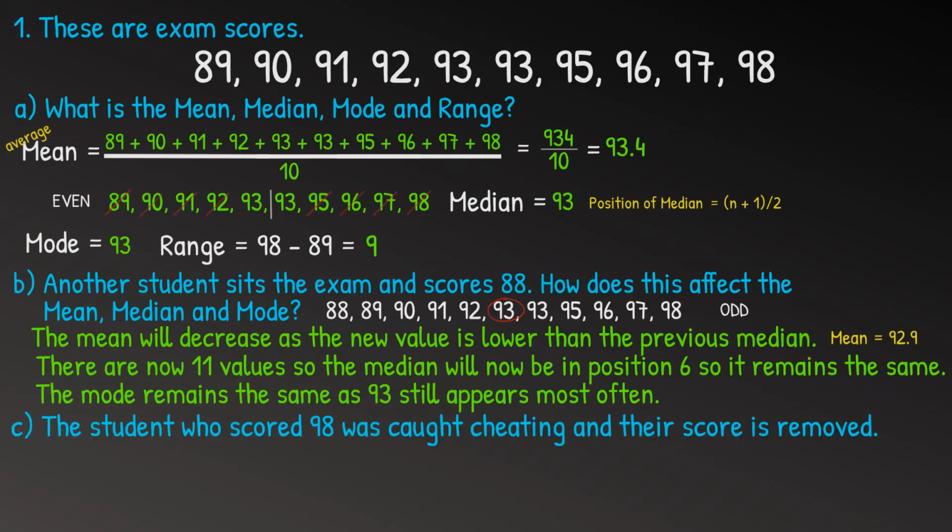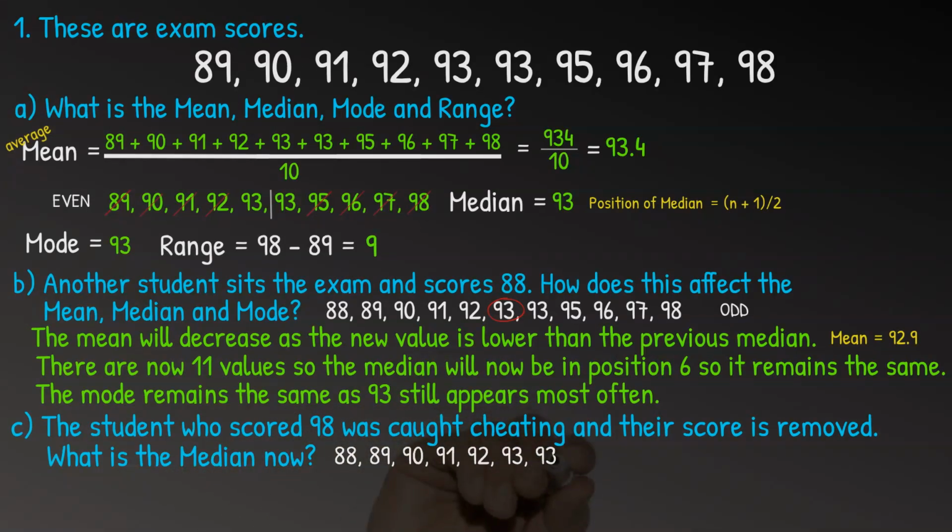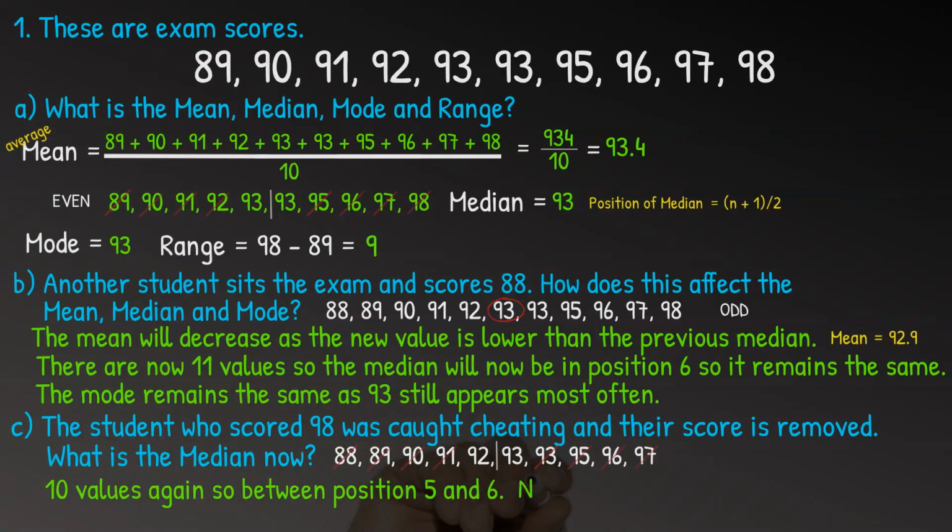And for part C, it says the student that scored 98 was caught cheating and their score was removed. What's the median now? Well, if we remove one of the scores, we now have an even number of values again. So because we have 10 values again, the median is between the value at position 5 and the value at position 6. So it's between 92 and 93, and that is 92.5.